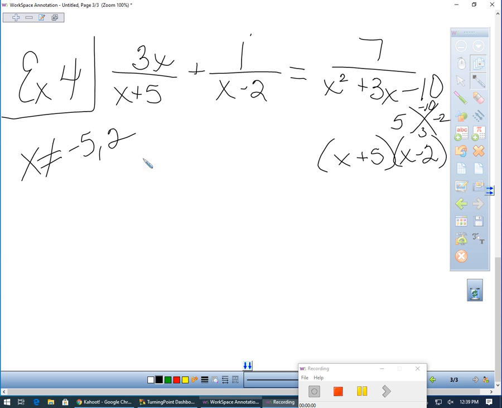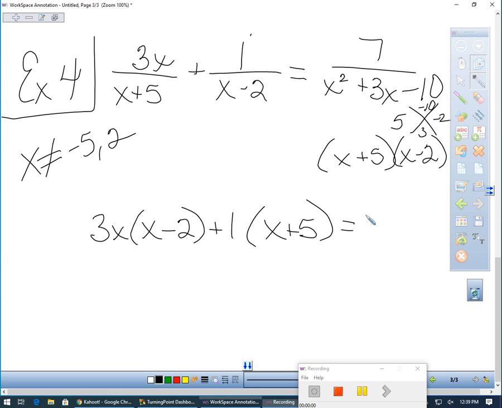In this first one, I have 3x times whatever factor this is missing from the common denominator. What's this missing? The x minus 2, right? The x plus 5 is there, which means that would have canceled. It doesn't have the x minus 2. Plus 1. What is this one missing? The x plus 5 equals 7 times what's this one missing? So it's just 7. Do you guys like me saying it that way better? Okay, I thought you would.